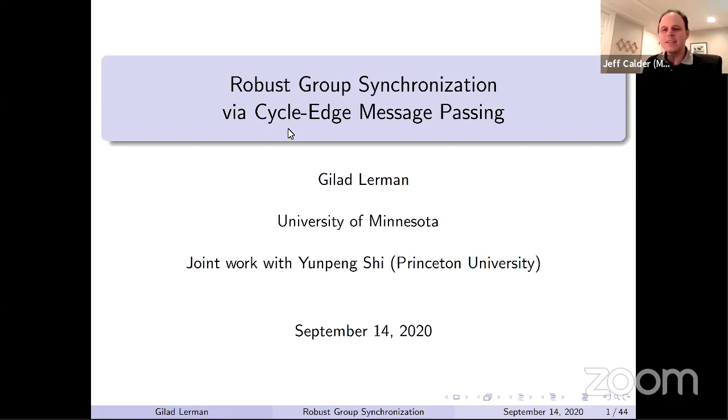Okay. Thank you, Jeff, and thanks to the rest of the organizers for the invitation and for the interesting workshop. I'm going to talk about group synchronization, which is a graph-based problem, and about a particular graph-based solution which uses the message passing approach. This work is joint with Yunpeng Shi, who just moved from Minnesota to Princeton for a postdoctoral fellowship. It is part of his PhD thesis, and he is the major contributor to this work.